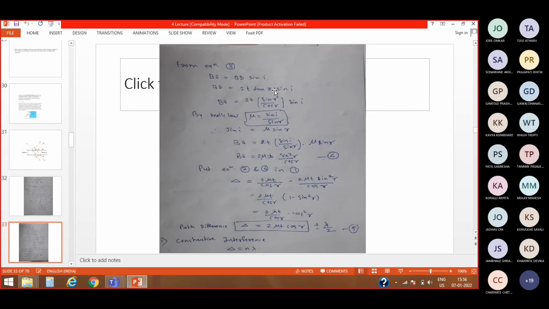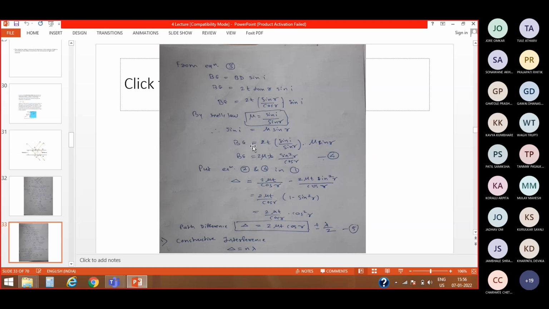And what is tan of R? Tan of R is equal to sin of R upon cos of R. Put that value of tan of R. Also, by Snell's law, mu is equal to sin of I upon sin of R. So sin of I is equal to mu times sin of R, where mu is the refractive index and R is the refraction angle.